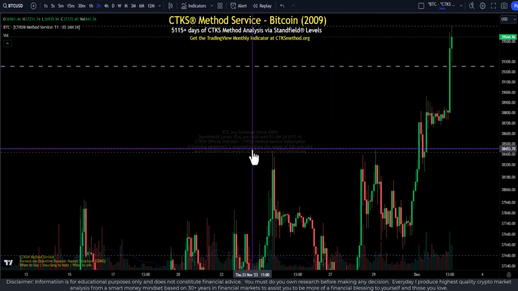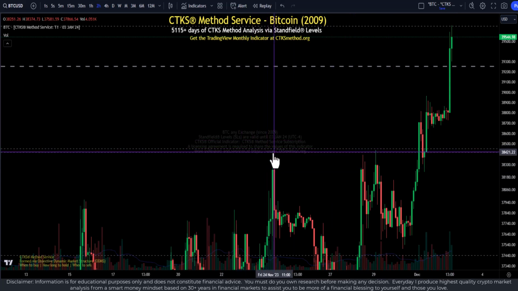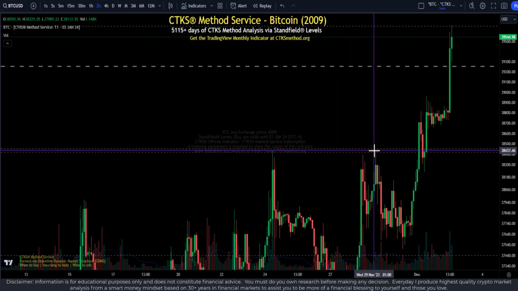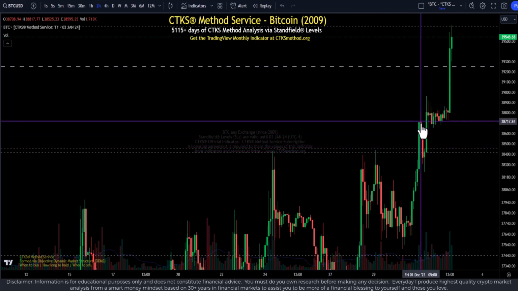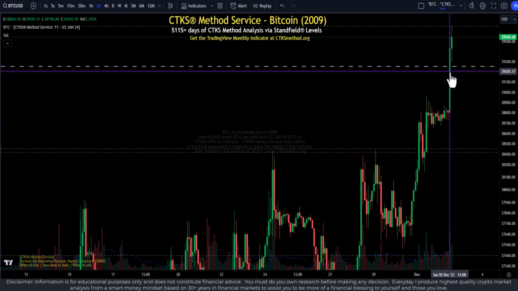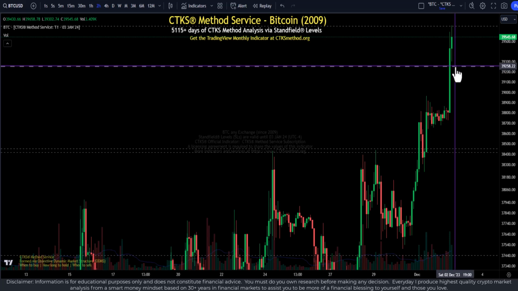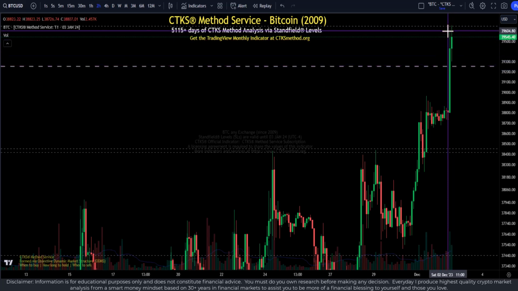But you can see this 38,453. That was very steep structural resistance. When it got through, it came back, retested, resumed up, and it's pumped through this specific level, which is an important one, at 39,258.